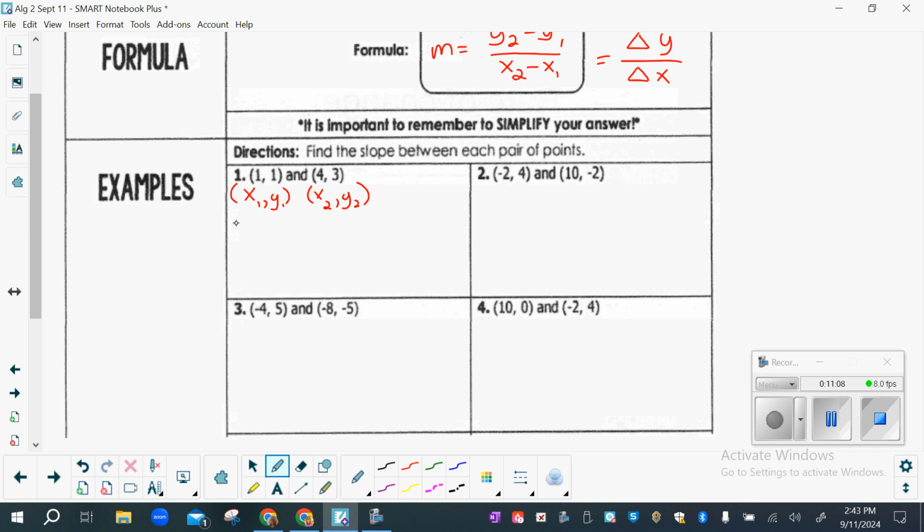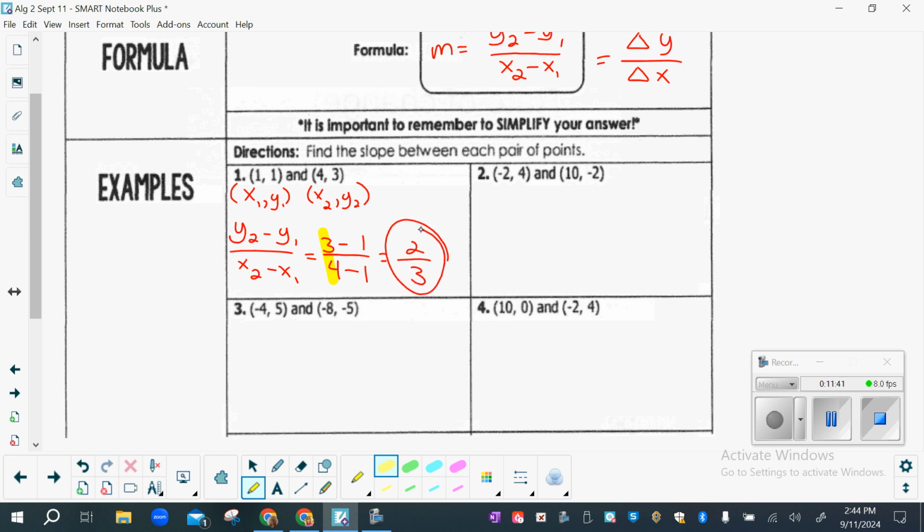Okay, so using our slope formula, we're going to do 3 minus 1. So we do our y's, 3 minus 1. And then because I chose 3 first, I have to choose 4 first on the bottom. So these have to be from the same point here. So 3 minus 1 is 2. 4 minus 1, 3.